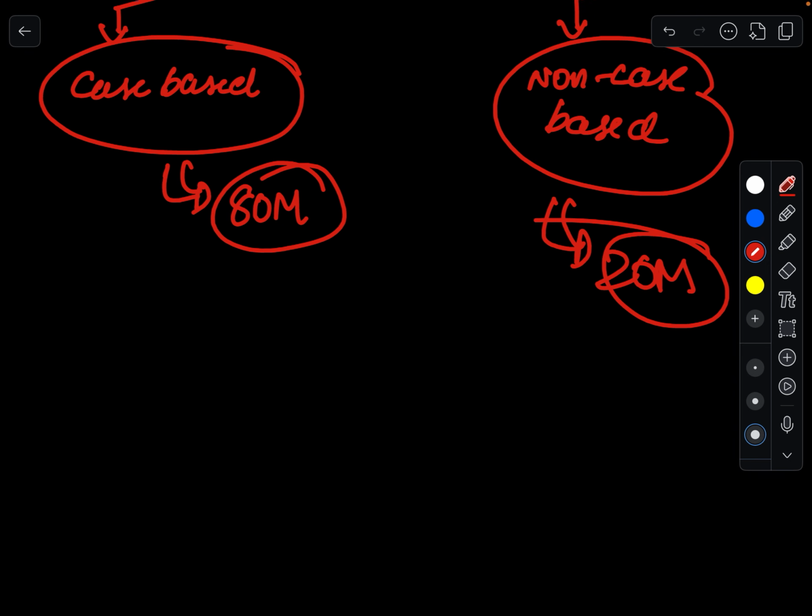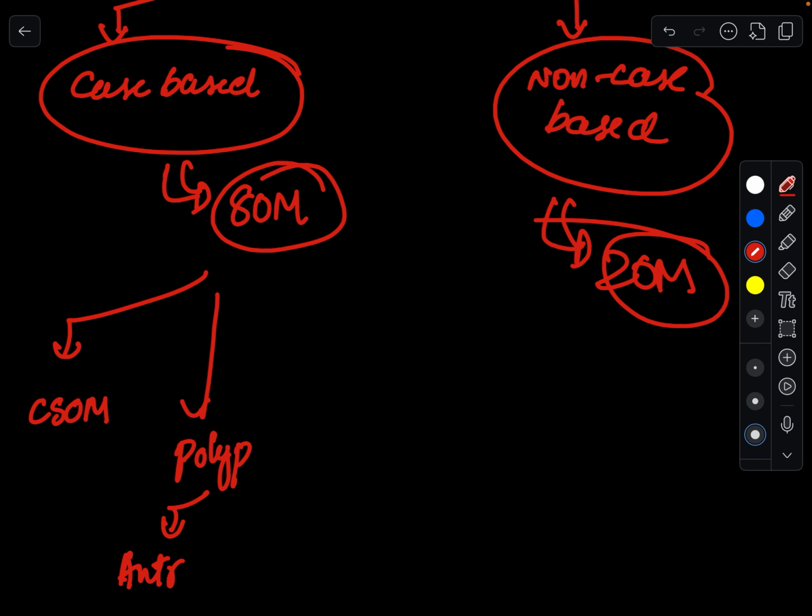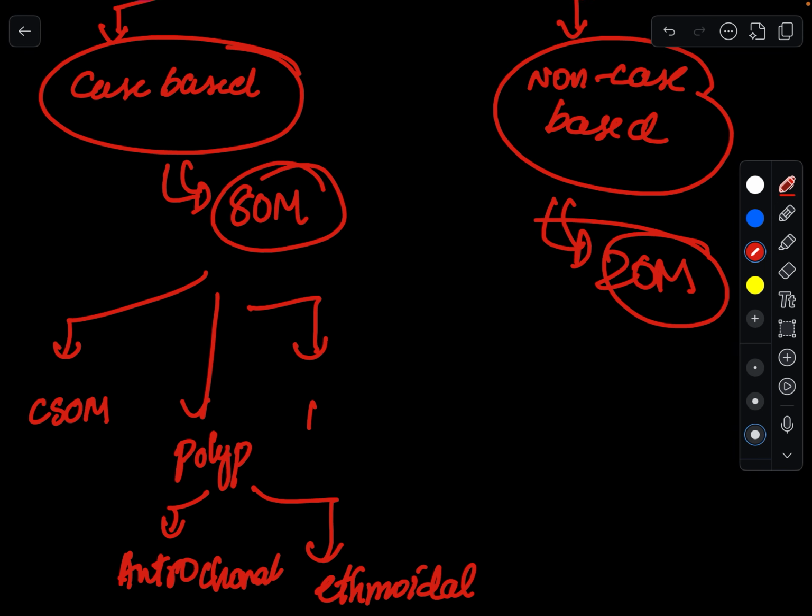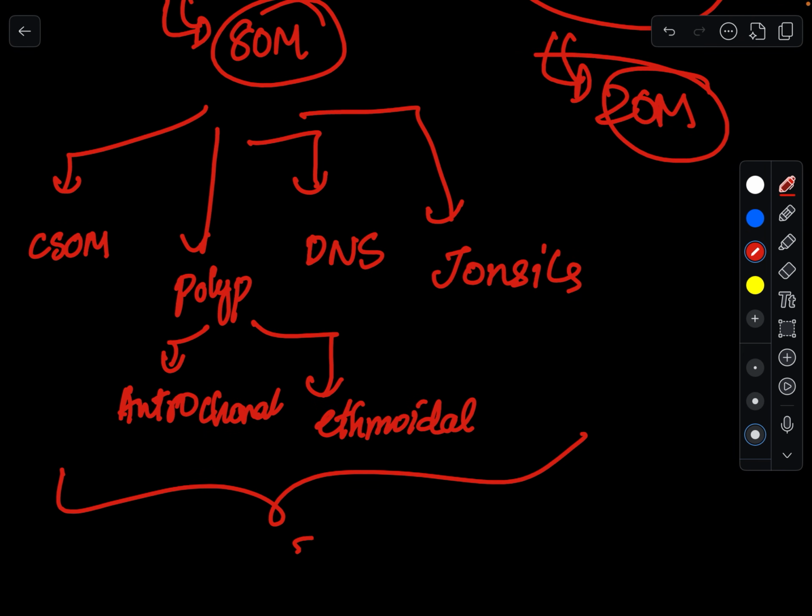So the major cases which we have are, firstly, CSOM. Okay, then we have polyps, that is obviously nasal polyps. We have both antrochoanal polyp and ethmoidal polyp. And the third one we have is DNS. Sorry, the fourth one. And the last one is tonsils. So out of these five, you will get two.